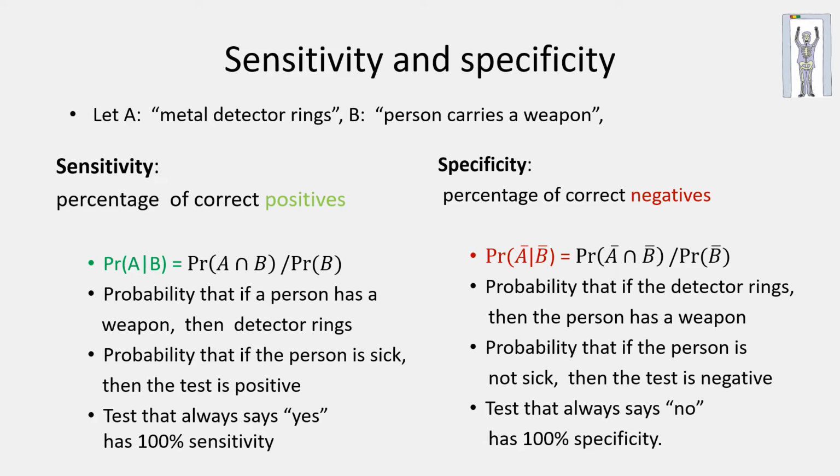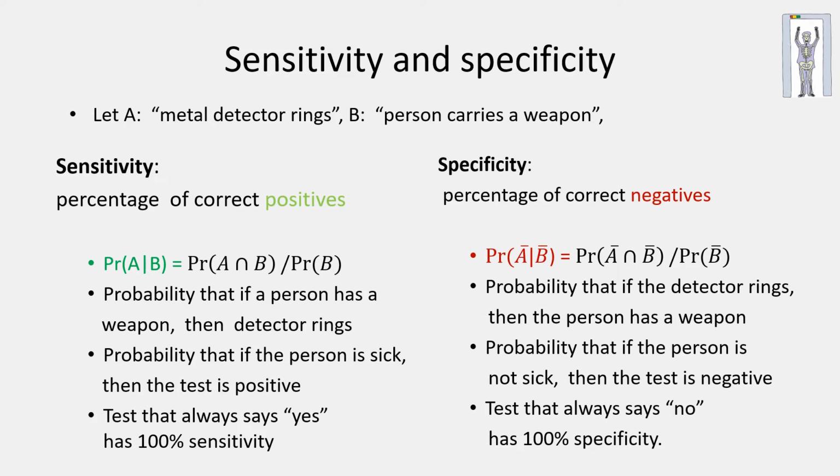Specificity is: if the detector rings, then the person must have a weapon. And this is the same as saying if the person does not have a weapon, then the detector does not ring. And the test that will always say no will have a beautiful 100% specificity. It will never accuse an innocent.